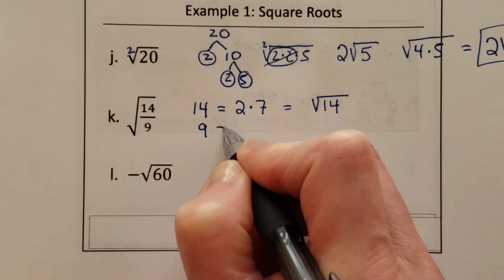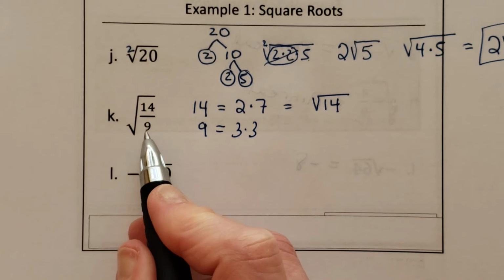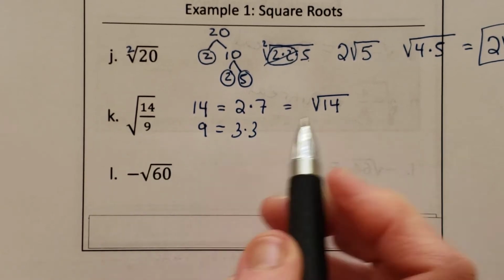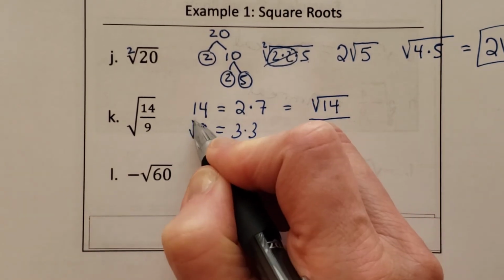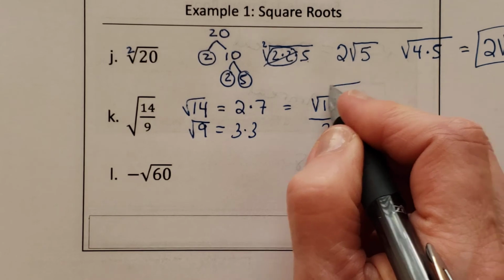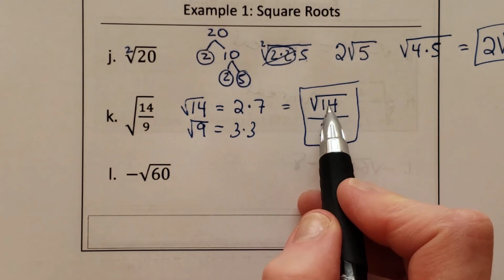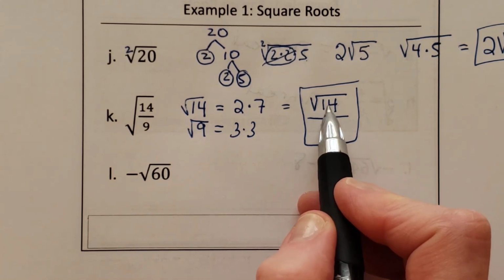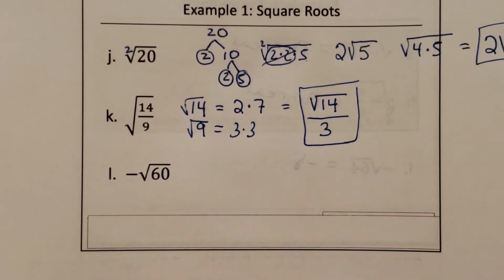However, 9 would be 3 times 3. Wasn't the square root of 9 3? So my 9 would be simplified. The square root of 9 is 3. And so this fraction would be simplified in this way. My numerator is still under the radical because it doesn't have any factors that are perfect squares, but the denominator is a perfect square. So the denominator is just an integer now.